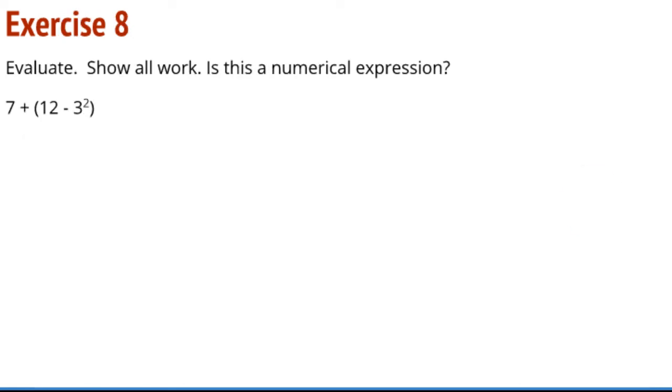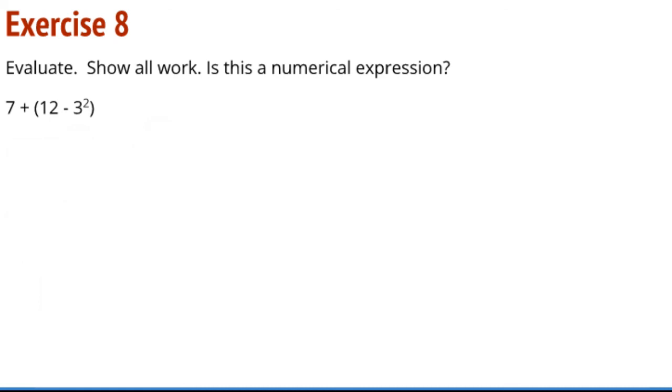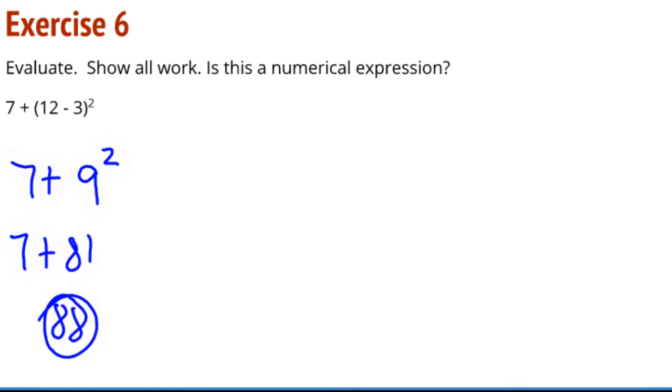So take a moment and evaluate this. Seven plus 3 yields a 10. And yeah, that's a numerical expression. And here they've moved the exponent to the outside. 7 plus 9 squared. 7 plus 81, which will yield an 88. So having the exponent on the outside is very different than having it on the inside.